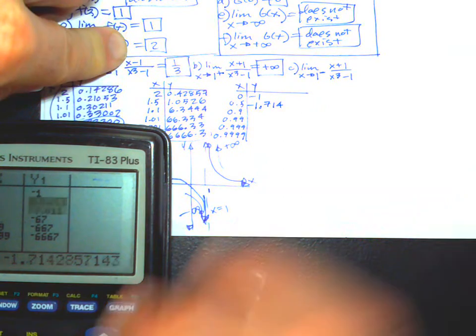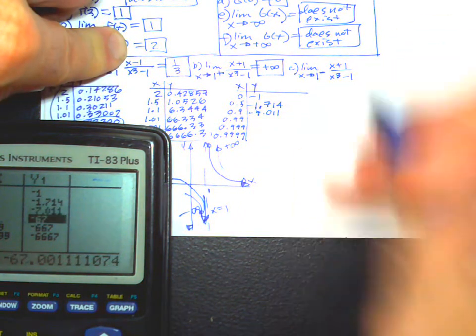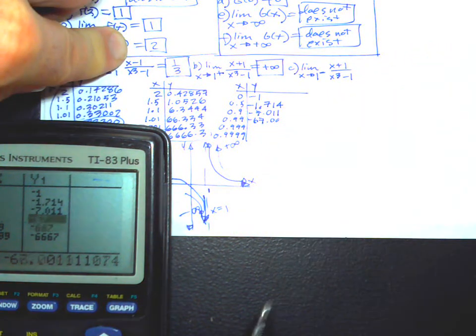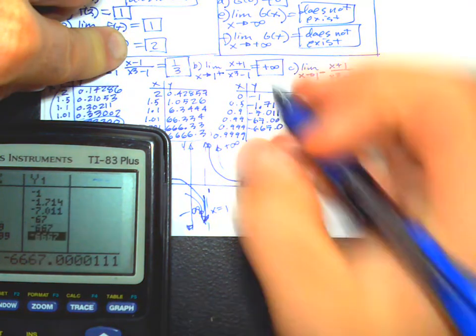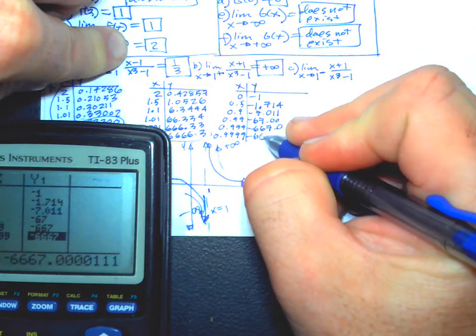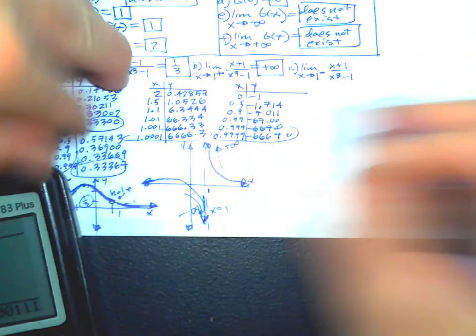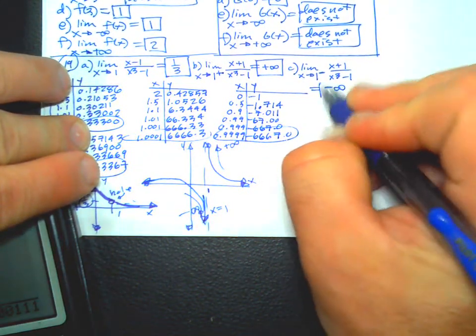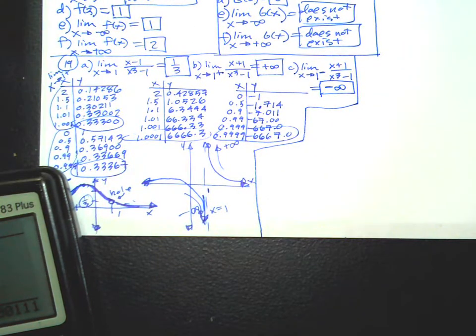1.714, negative 7.011, negative 67.00, negative 667.0, negative 6,667.0. So it's going to infinity. You know, we would say, yeah, that's going to negative infinity, which makes sense on the picture. So that's how we could use our calculator.